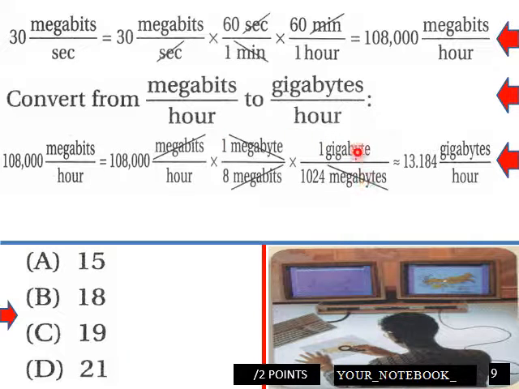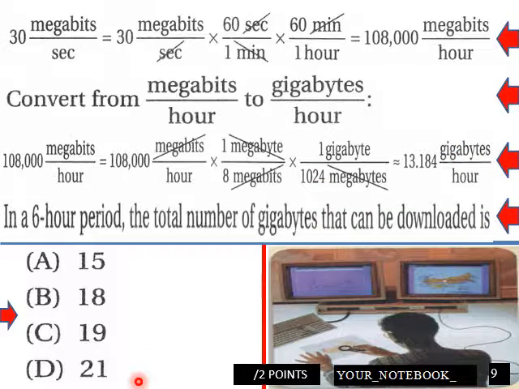Our gig is here. 1 gig is 1024 megs. So all this cancels here. So we end up with 108,000 divided by 8 times 1024. And we get 13.184 gigabytes per hour.